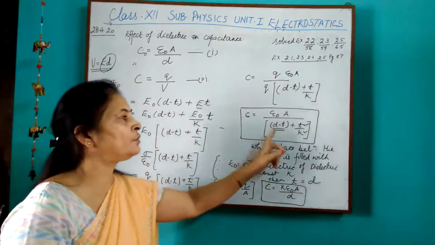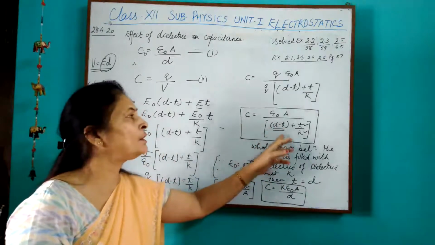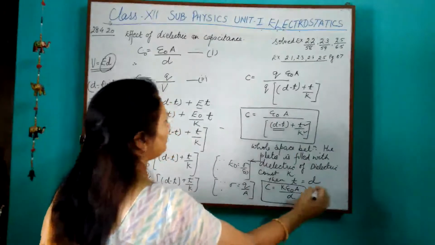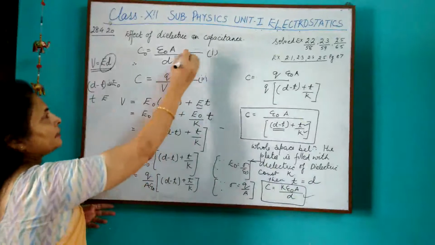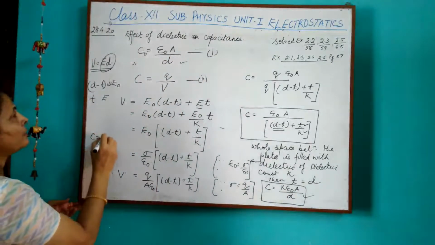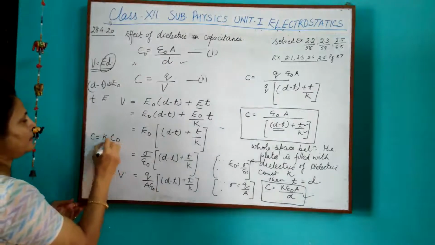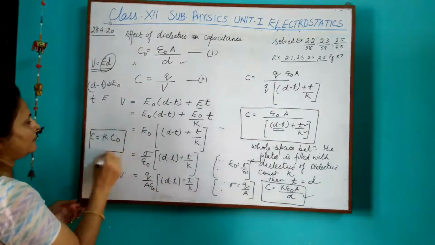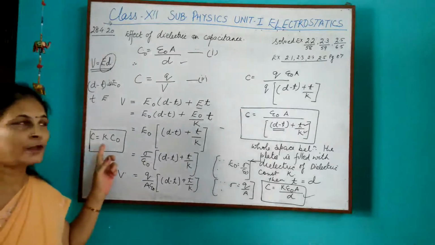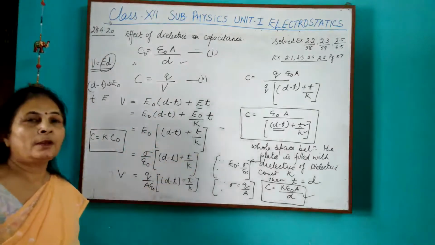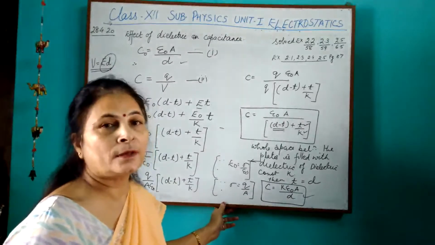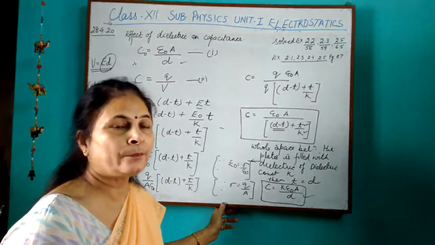This expression you will use only when a small space is filled. Now from this expression and this expression you can see that C is equal to K C naught. Again we have obtained the similar expression. So in this way we can find out the effect of a dielectric between the plates of the capacitor.